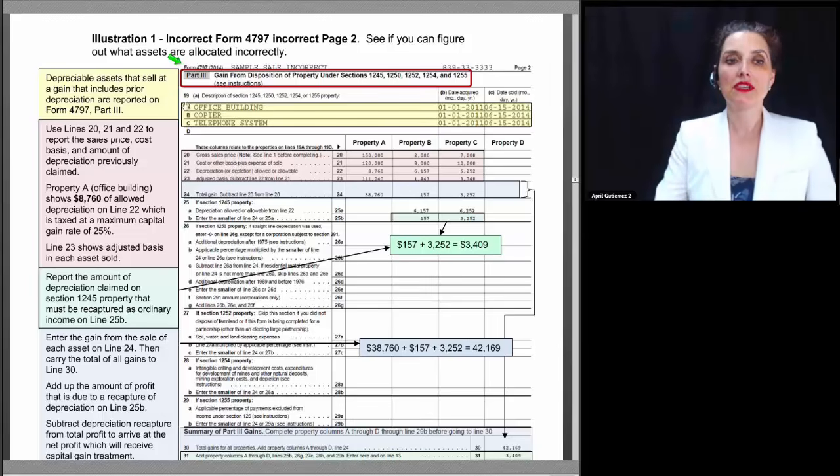In this first illustration, I've got the office building, the copier, and the telephone system. I've got the office building plus the land all in one line. I've got the copier and the telephone system. One of the assets that technically belongs here is missing, and that's the goodwill. I left the goodwill off. But let's see what happens when I just use Part 3 to report these particular assets being sold.